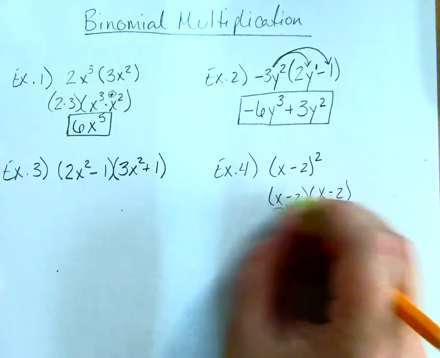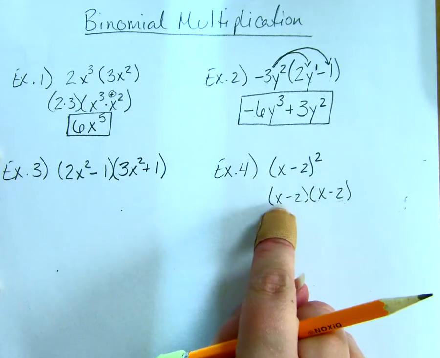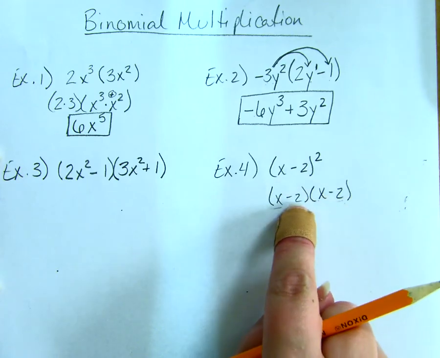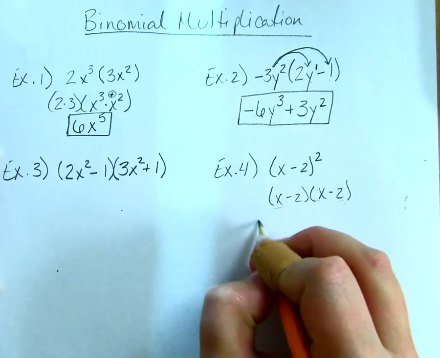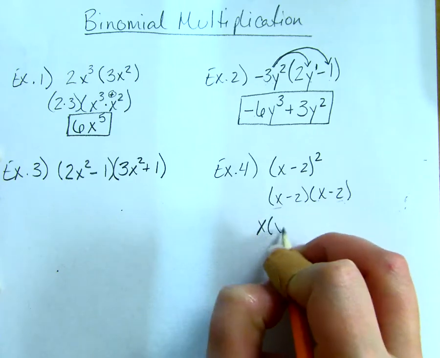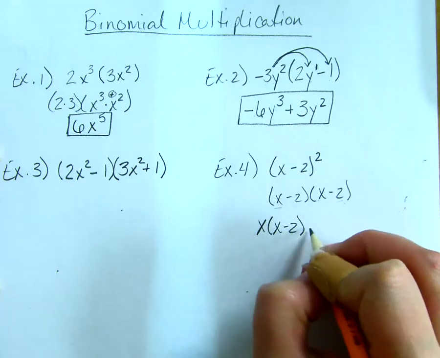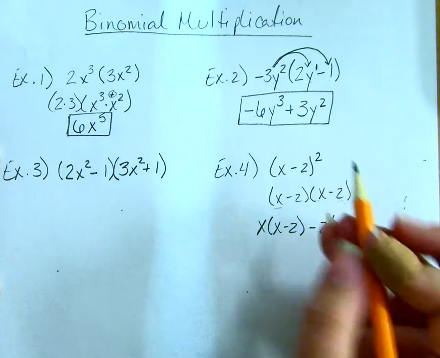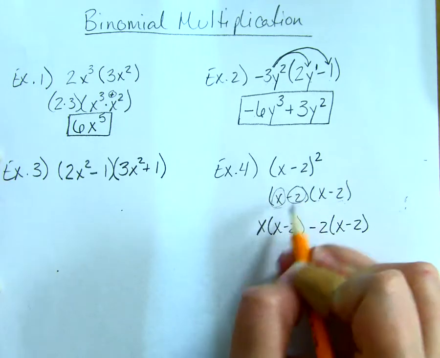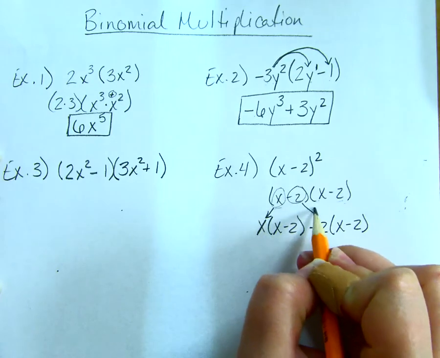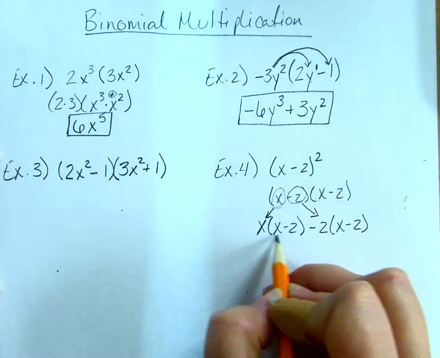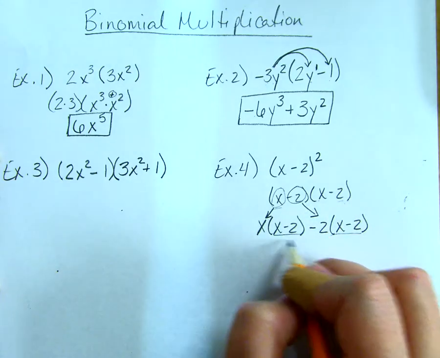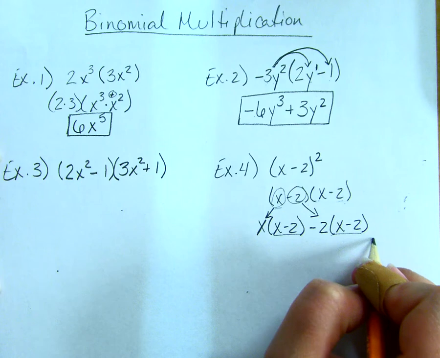So to start, I'm going to break it up into two separate pieces. Since I know I have to multiply x times x minus 2 and negative 2 times x minus 2, I'm going to show that like this. X times x minus 2, minus 2 times x minus 2. So all I did is I took this first binomial and I split it into two different places. Then next to that I wrote the entire second binomial. So I have x times the binomial and negative 2 times the binomial.